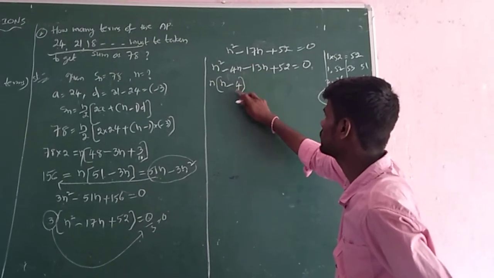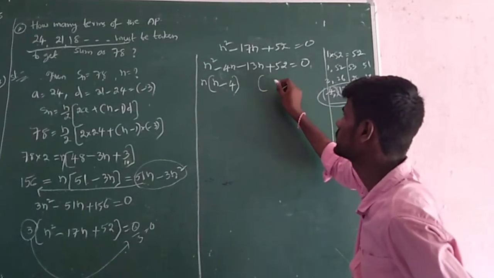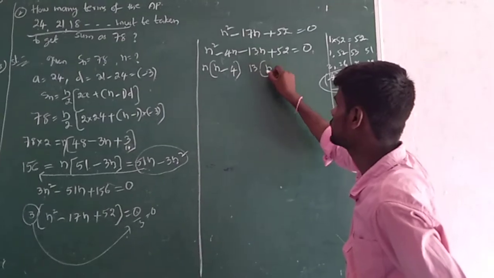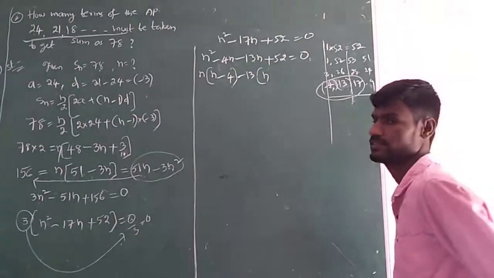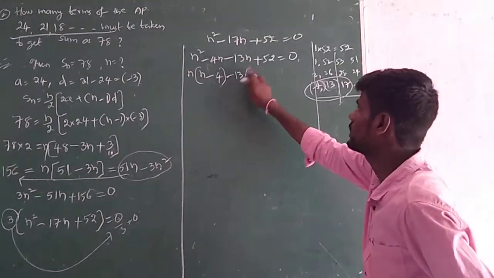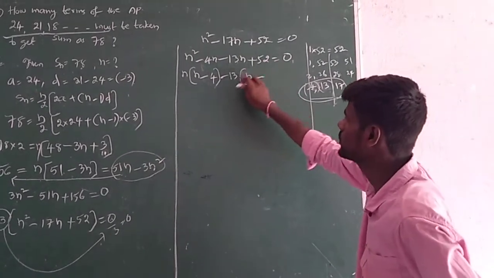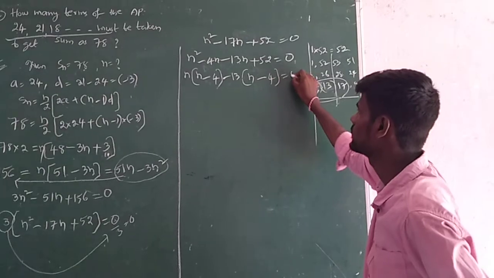Next in these two also you have to get the same n minus 4, in the sense, to get n directly, 13 is common. To get positive n, the symbol minus we need to take. So minus already taken, it becomes minus 13, 52 by 13. 52 by 13 how many times? 4 times. Equals to 0.